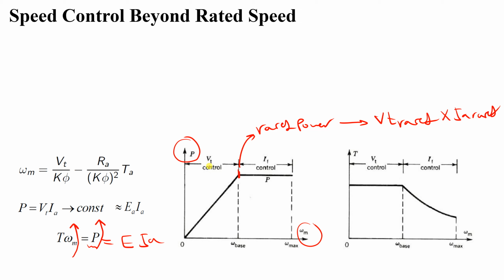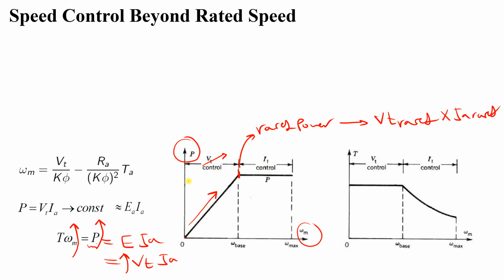Why? Because I'm controlling V terminal. Remember, this one is V terminal I armature, approximately. So as I increase V terminal, I increase power supplied to the motor, and I will increase the speed. As you can see from here, as power increases, the speed increases.